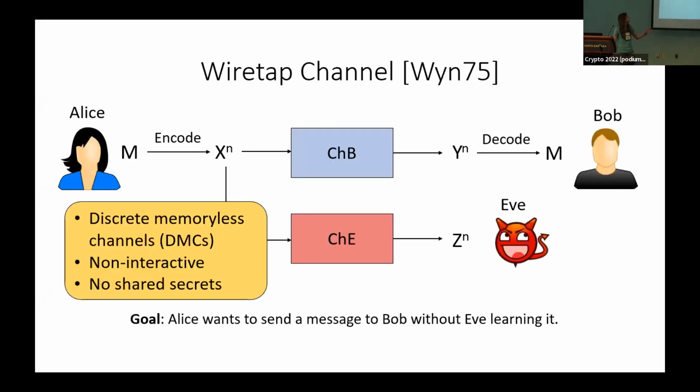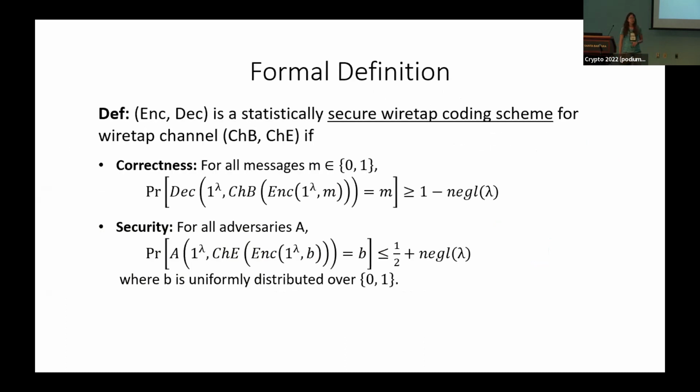Okay, so in this model, we also consider the non-interactive setting, which means that Bob cannot send messages back to Alice. And we also assume that Alice and Bob have no shared secrets ahead of time. So more formally, we can define an encoding and decoding scheme to be a secure wiretap coding scheme for a wiretap channel defined by Bob's channel and Eve's channel if it satisfies two properties.